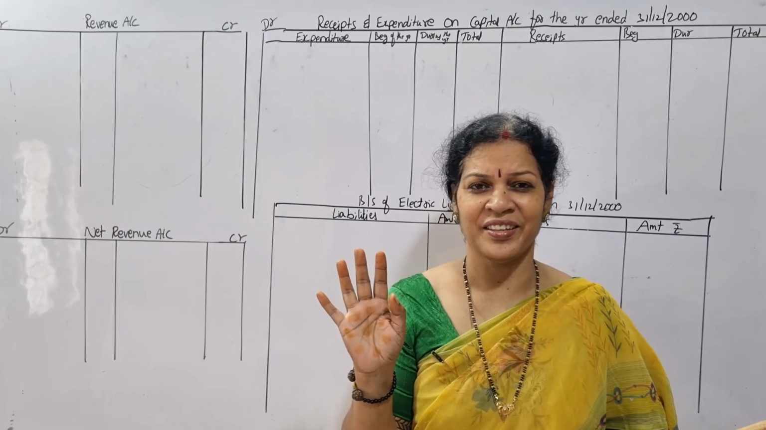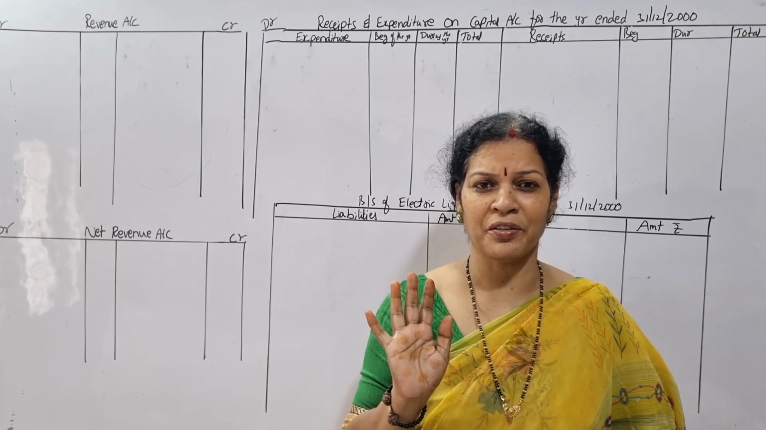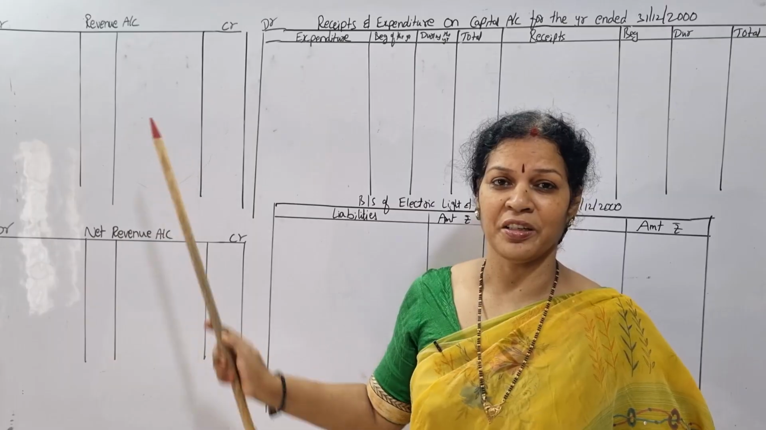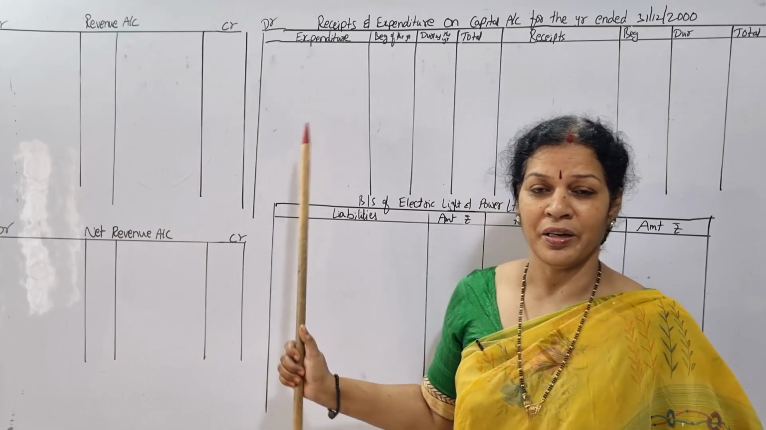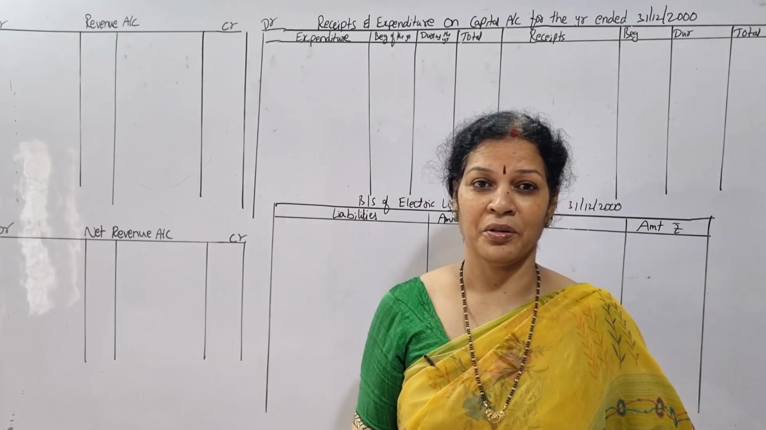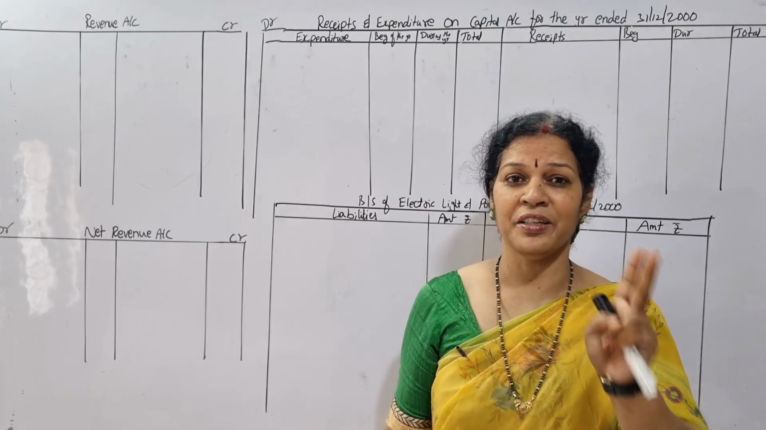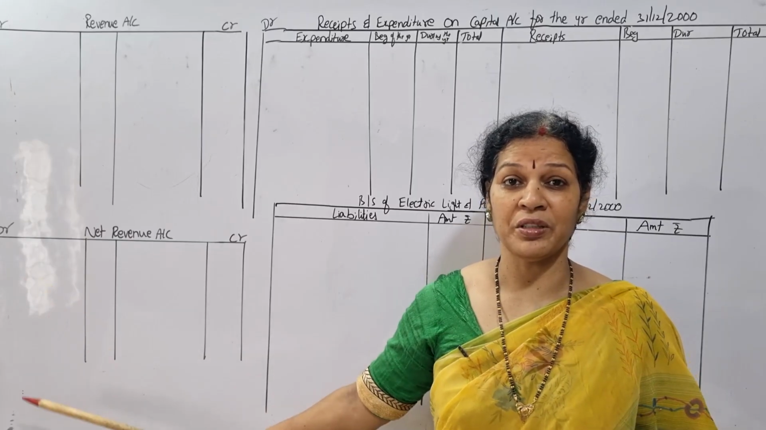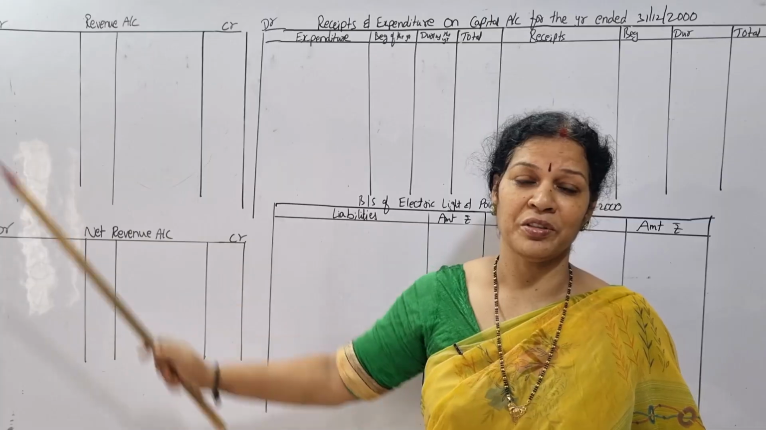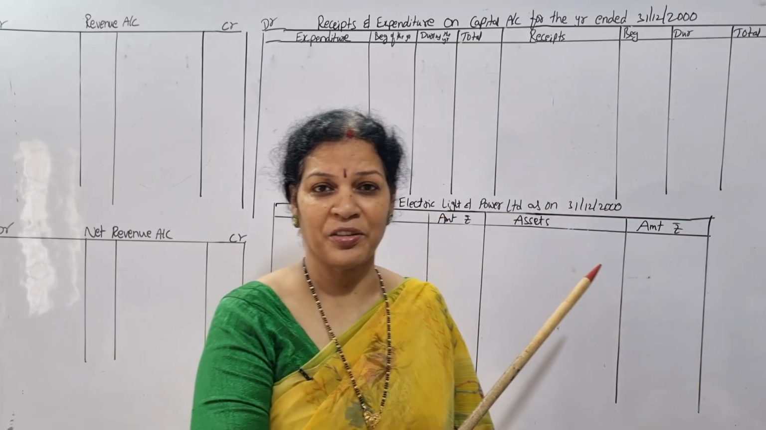Very easy. Do you remember revenue account? Revenue account is just like profit and loss account. Revenue account, debit side all the expenses, credit side incomes. Net revenue account is just like profit and loss appropriation account. We write here only two items: dividend and interest. These two items come in the net revenue account debit side. Rest of all the transactions come in the revenue account. Clear?